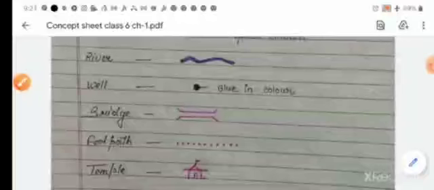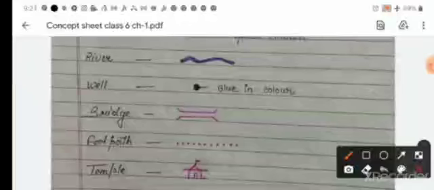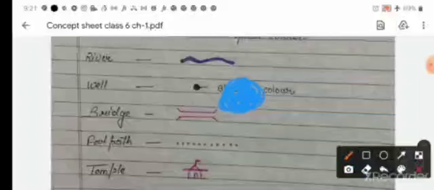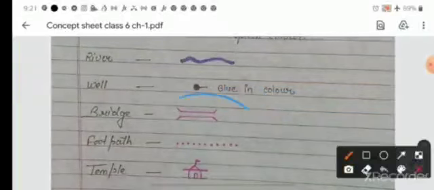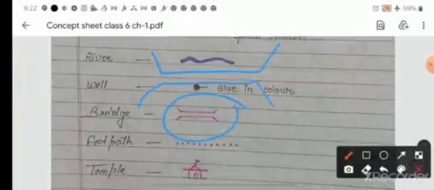What is the sign of well? It is a round circle covered with blue color. The round circle is covered with blue color. This circle will be filled with blue color all around. That is your well. Now what is bridge? The symbol of your bridge is like this. This symbol is representing your bridge.